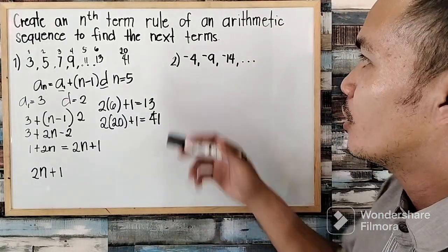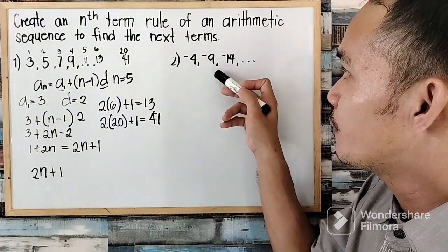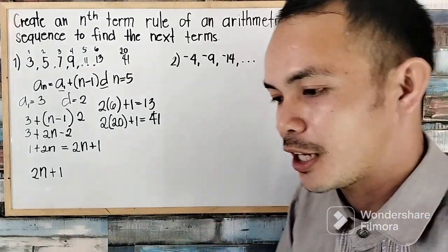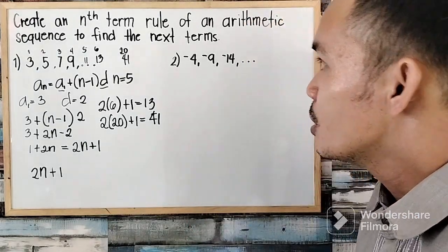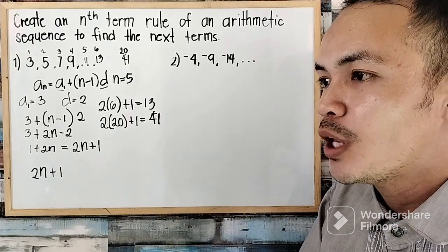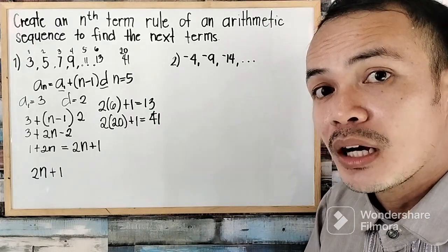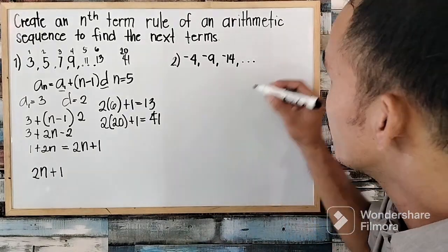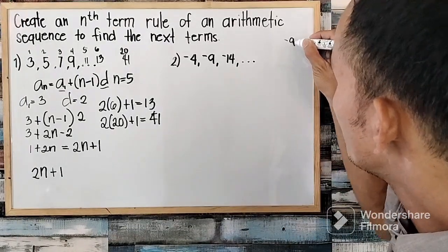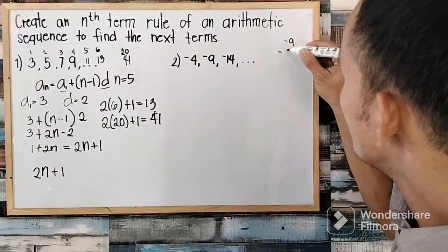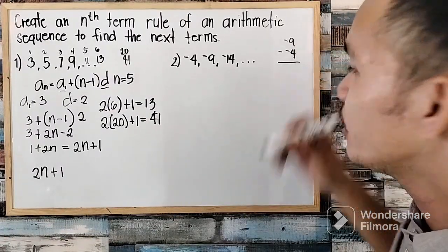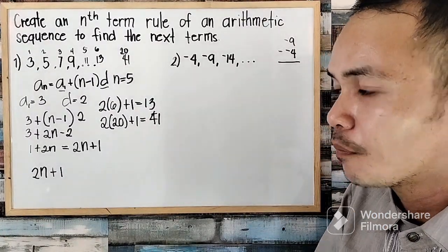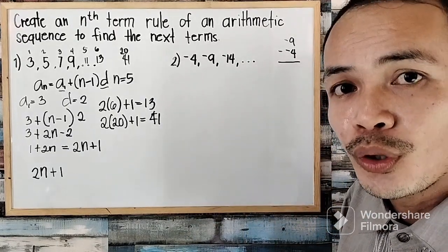Here, we have negative 4, negative 9, and negative 14. It involves negative numbers. Okay? So, the same pa rin yung gagawin natin. We have to find the common difference. Okay? We have to subtract negative 9, the second term, minus negative 4. Right? How are we going to subtract negative 9 and negative 4?